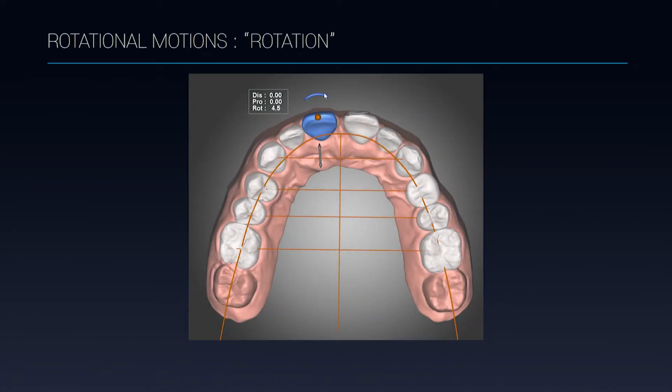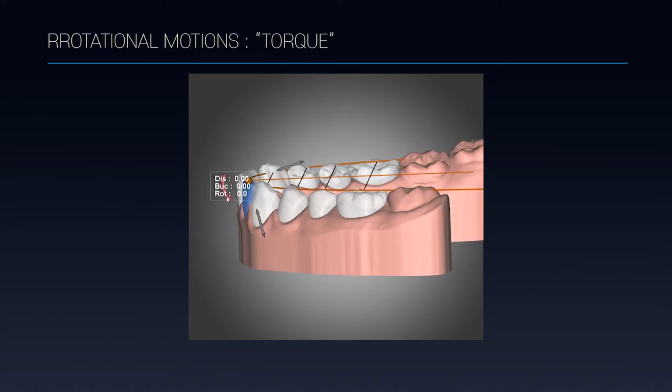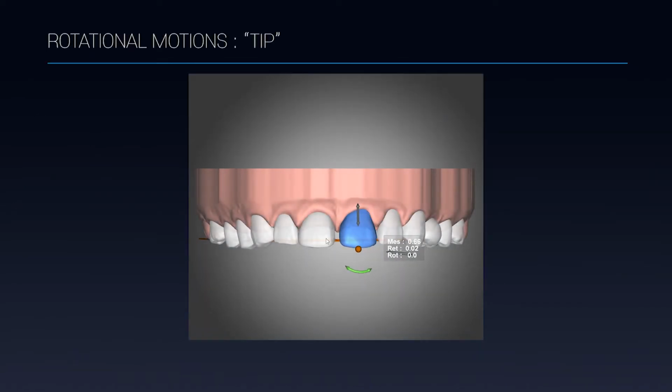Rotating the teeth clockwise is plus rotation. Counterclockwise is negative rotation. Tilting the teeth to the labial is plus torque. To the lingual is minus torque. The mesial incline of the teeth is plus tip, and the centrifugal inclination is minus tip.